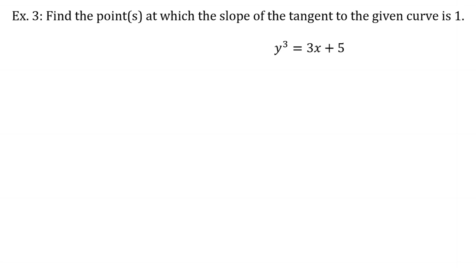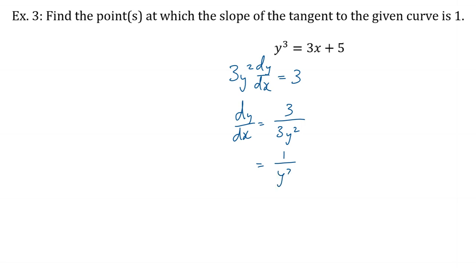So the first thing we're going to do, like usual, this is one of the other kinds of questions that we looked at on day 2 of this unit, is take the derivative, right? So 3y squared dy by dx equals 3. That was easy so far. dy by dx equals 3 over y squared, which is 1 over y squared. Okay?